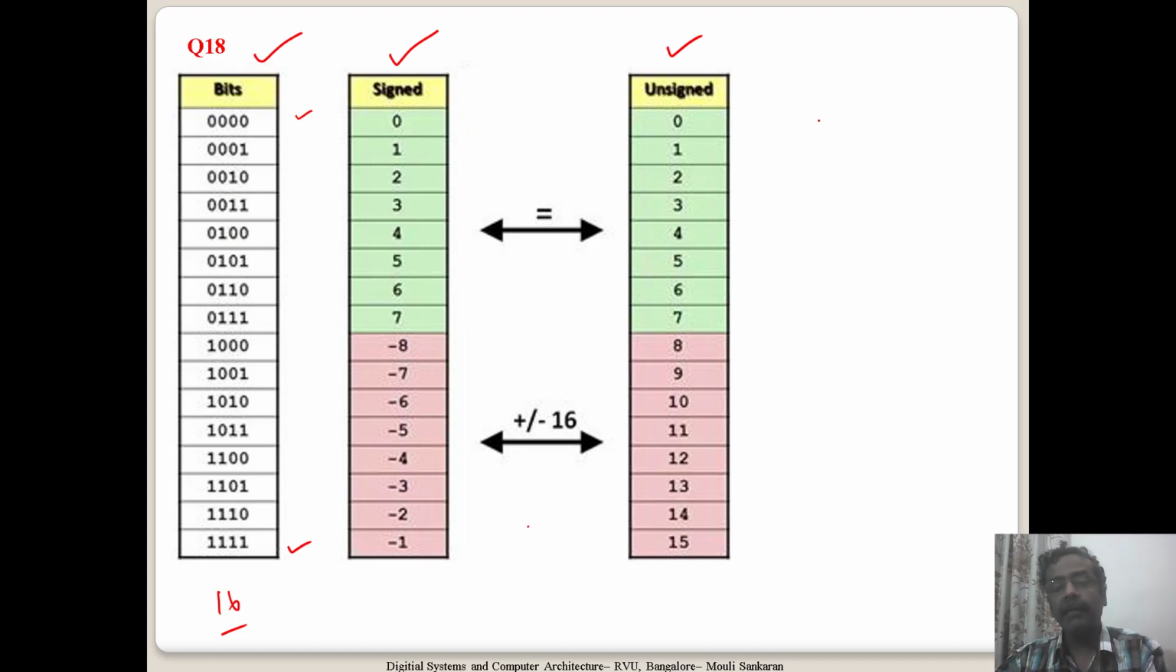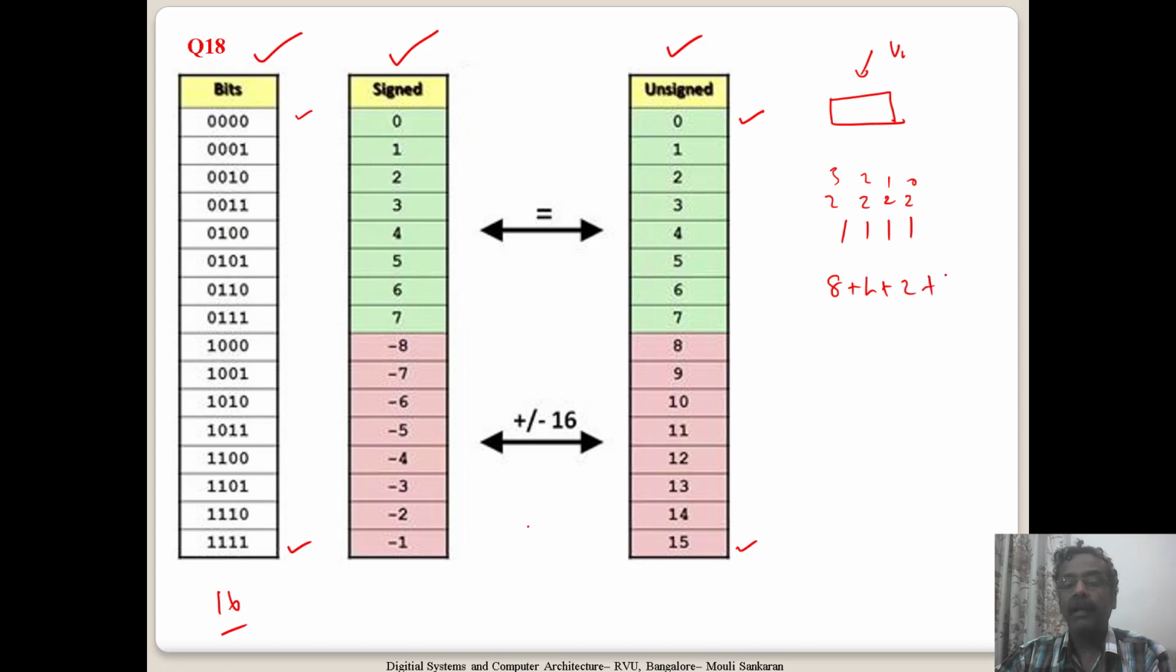See, if a given pattern is supposed to be an unsigned quantity, then you are going to assume the values are from 0 to 15. Suppose I have 1111, I will say this is 2 power 0, 2 power 1, 2 power 2, 2 power 3. Then I am going to add 8 plus 4 plus 2 plus 1 equal to 15. I am not going to treat this number as a signed number.